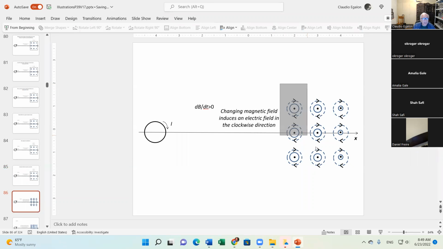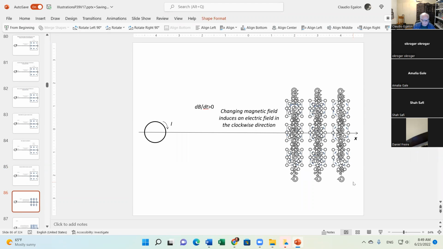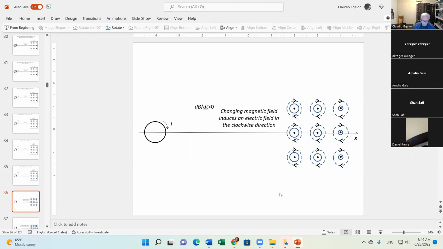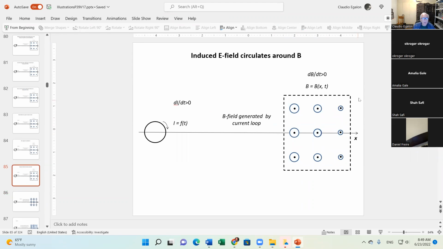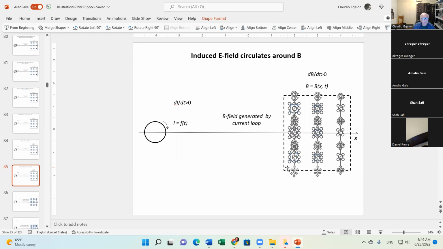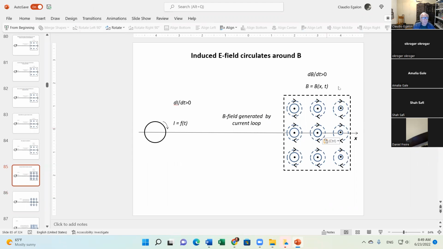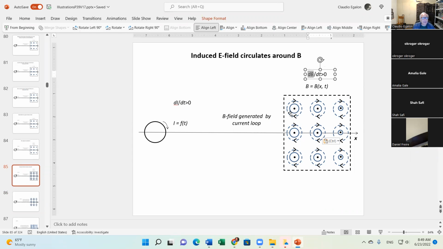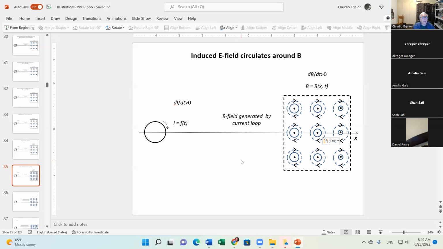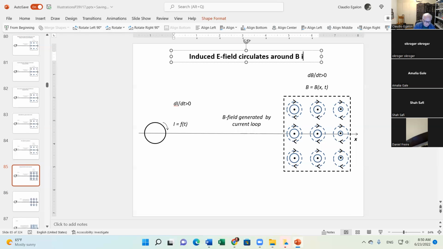Let me get that. I'm going to copy everything here since I already have it. But because the magnetic field is increasing, the electric field must circulate in the direction opposite to the magnetic field. Okay? Circulate around B in the opposite direction.